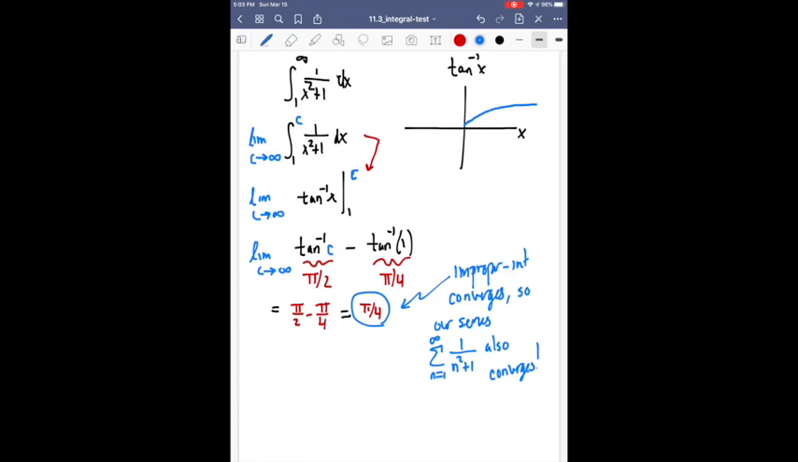It goes from 0, and then asymptotically tapers off. And where it happens to taper off are at the values of pi over 2 and negative pi over 2. So that's just what arctangent looks like. Okay, let's move on to another example using the integral test.